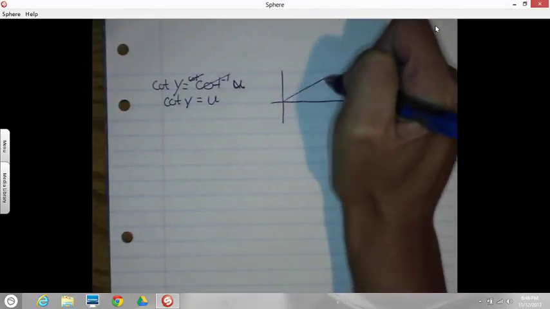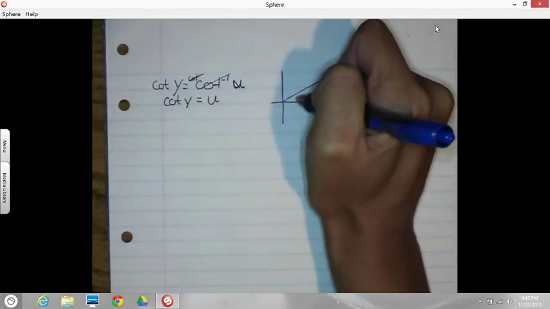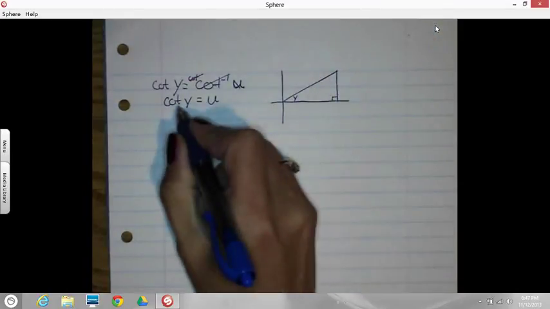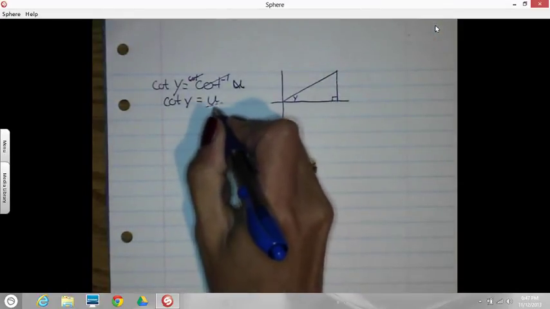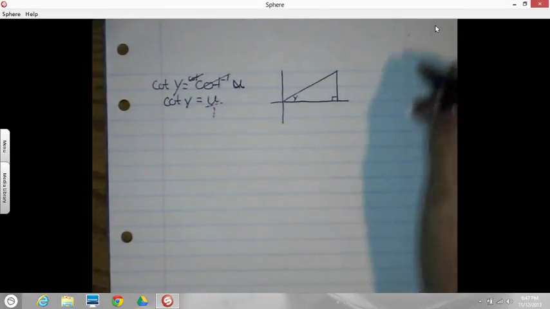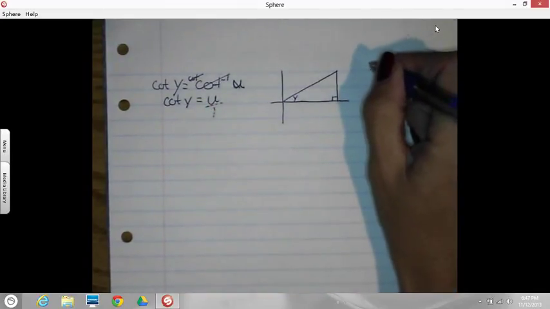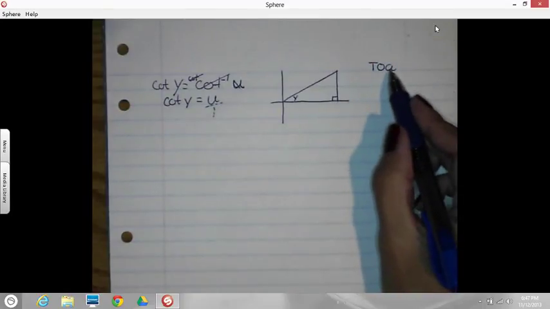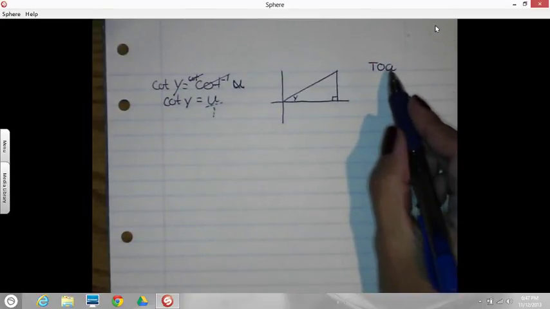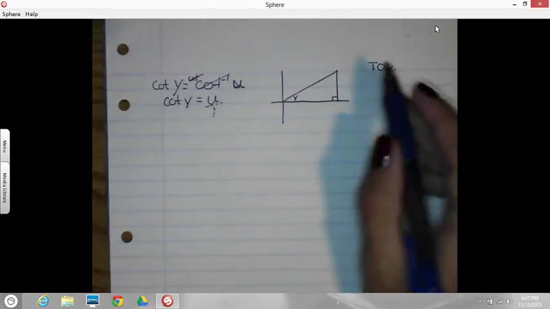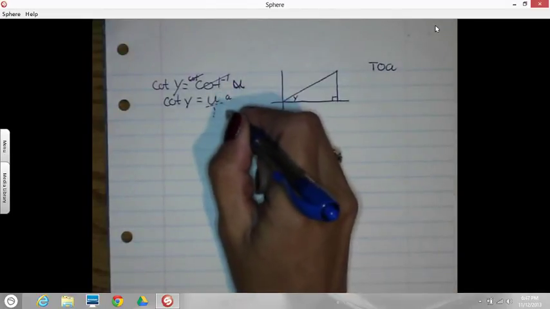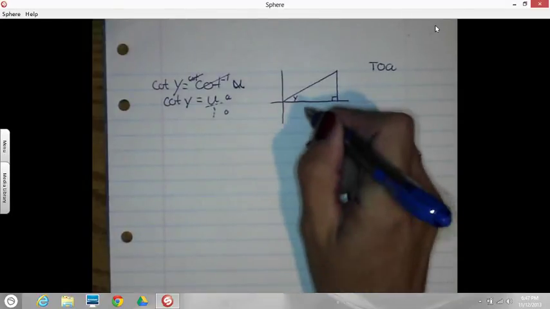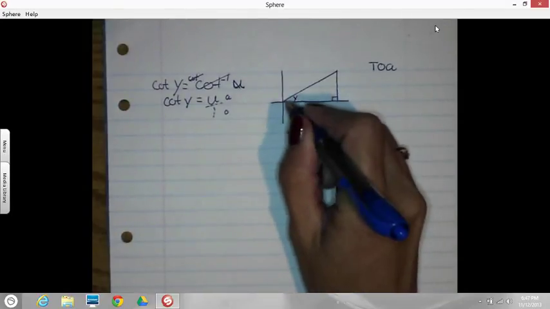The angle is y. Okay, the cotangent ratio is u over 1. Well, cotangent is tangent flipped over. So TOA would be opposite over adjacent, so cotangent is going to be adjacent over opposite. So this is my adjacent, this is my opposite. If I'm standing at the y, the adjacent is the u, the opposite is the 1.